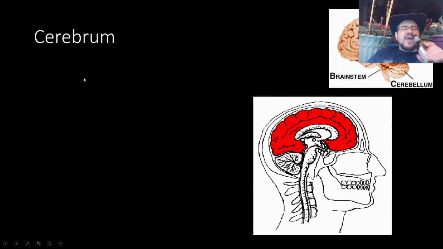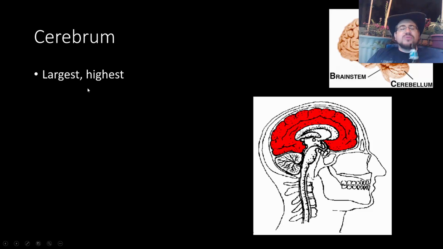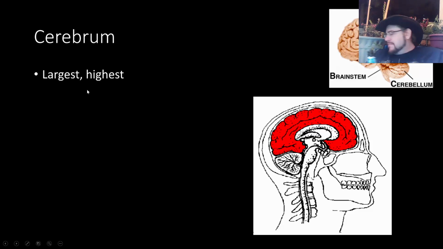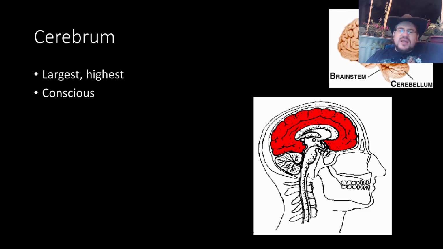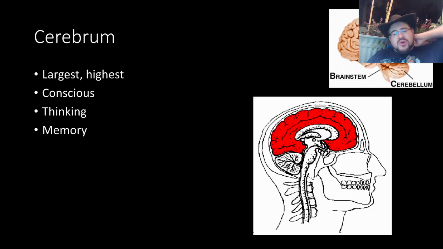Next up is our good old-fashioned cerebrum. Cerebrum is, again, heavily myelinated. It's the largest portion of the brain. It's also the highest portion of the brain. And this is the seat of conscious thought and thinking. Your memories are stored in your cerebrum by altering the structure of various neuron networks.